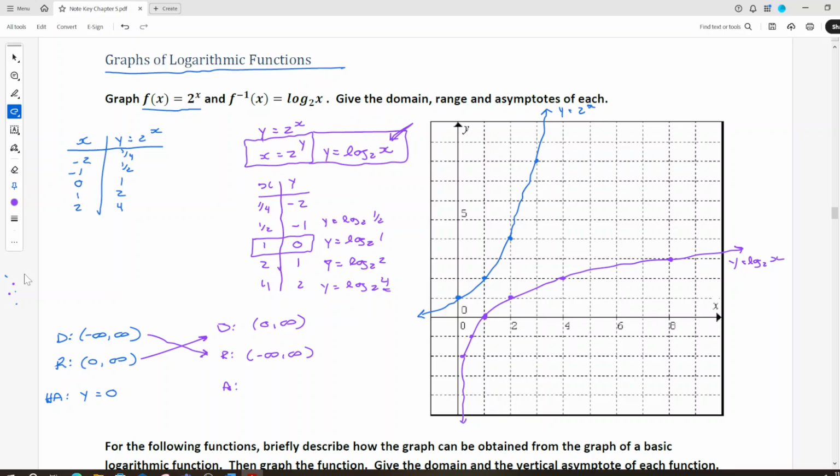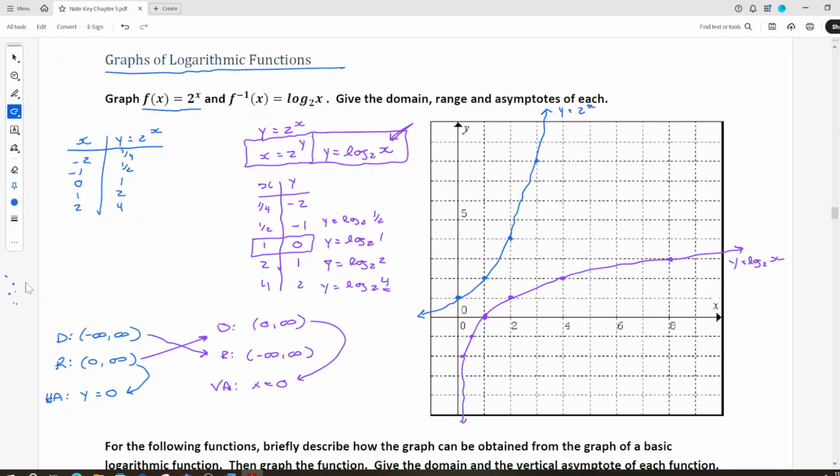So then what about our asymptote? Well, instead of having a horizontal asymptote, we're going to have a vertical asymptote. And this time it's going to be at x is equal to 0. So the domain and the vertical asymptote are linked in a logarithmic graph, and the range and the horizontal asymptote are linked in an exponential function.